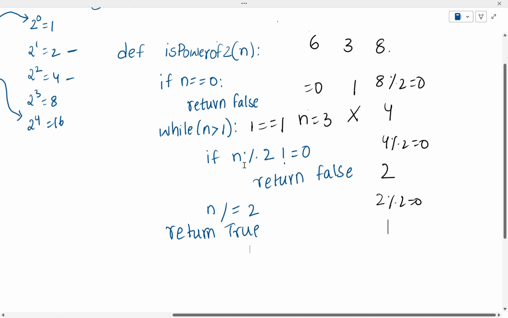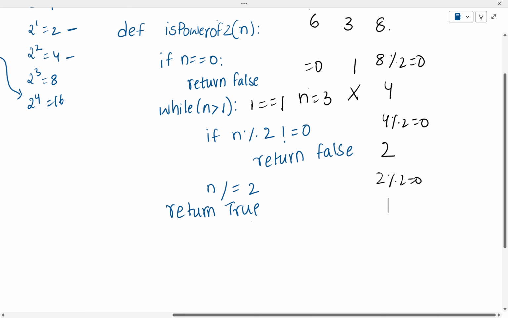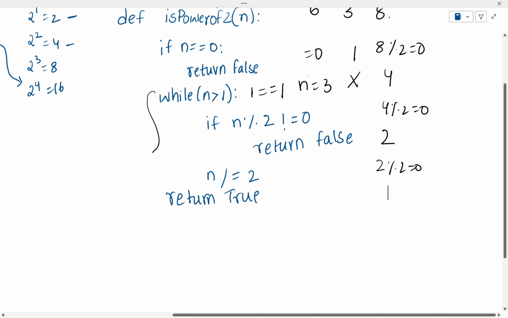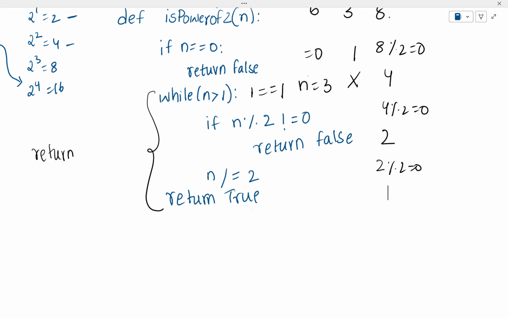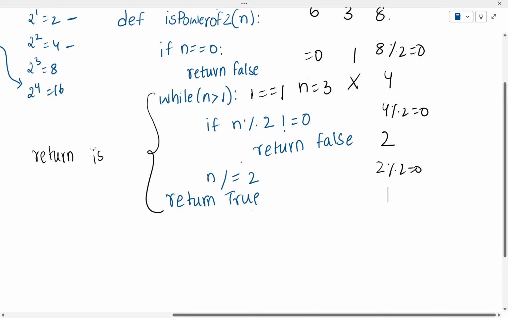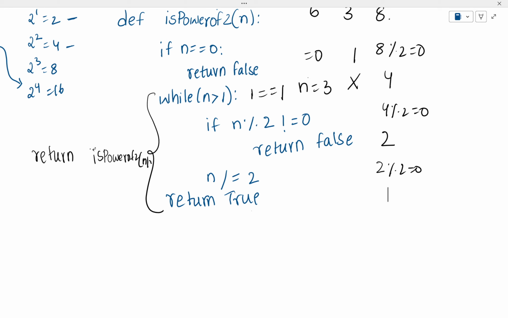Now let's do a recursive one. What changes in the recursive one is, instead of this loop, we are going to return is power of 2 of n by 2, and here we are also going to add a condition that if n equal to 1, we are going to return true.